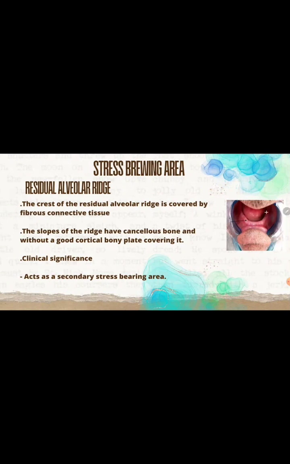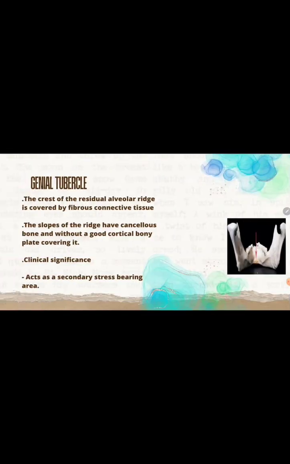Residual alveolar ridge. The crest of the residual alveolar ridge is covered by fibrous connective tissue. The slope of the ridge is cancellous bone without a good cortical bone plate covering it. The clinical significance is that it is a secondary stress bearing area. Genial tubercle. It is attached to the tongue.